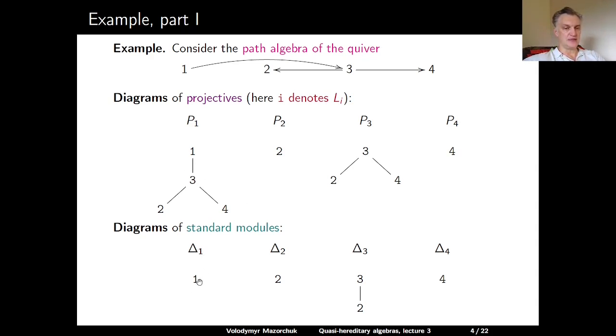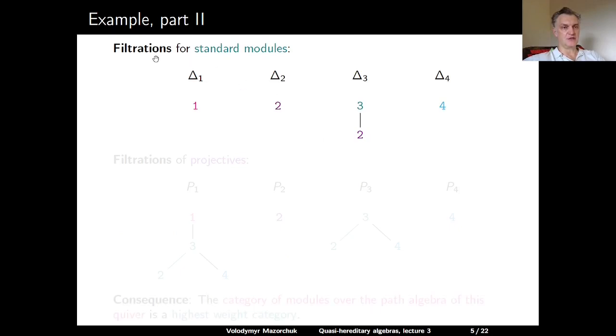So delta 1 is L1, delta 2 is L2, delta 4 is L4, while delta 3 is a module of length 2. It has 3 on top and 2 in the socle. Now we can check our conditions. So here are the filtrations for standard modules.